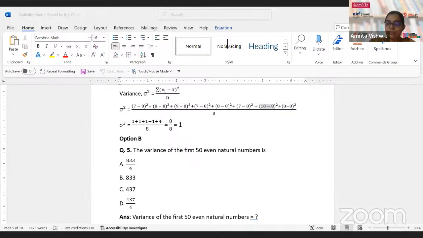Here also look at the options: 833, 833 by 4, 437, 437 by 4. You need to be really careful when you are solving the questions.